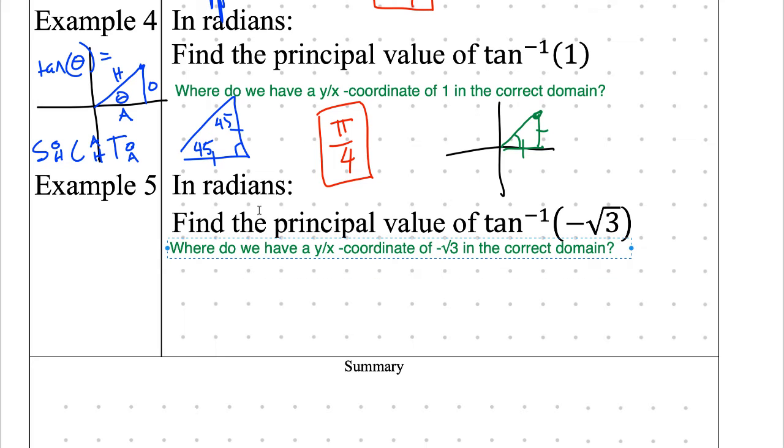And again, the correct domain means on the right-hand side. So we know we are on the right. All right. Domain for our arctan function for principal value somewhere on the right-hand side. We'll write no over there.